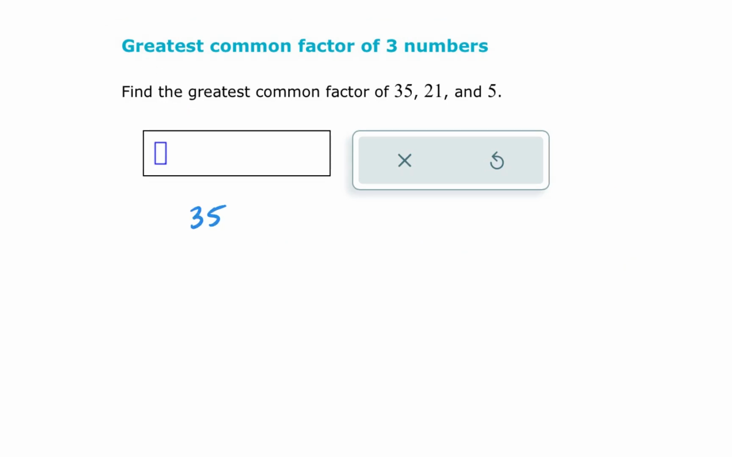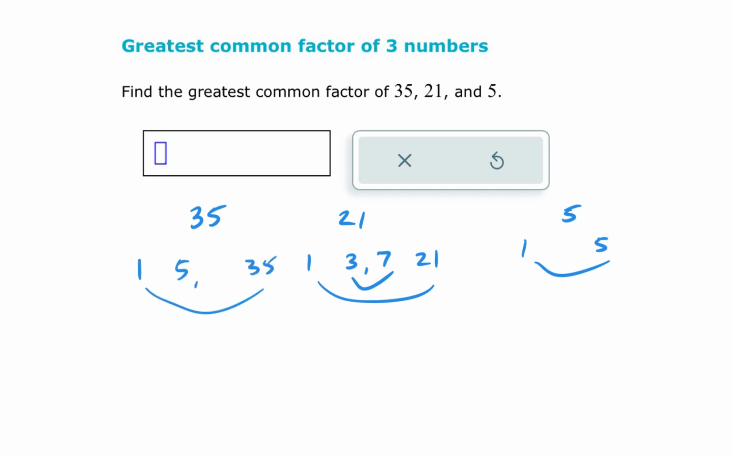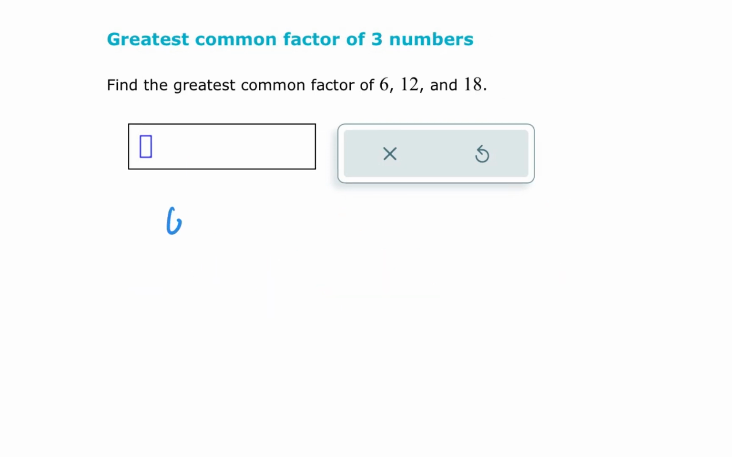This example is 35, 21, and 5. 5 is a prime number, so we just have 1 and 5. We just did 21, so 1 and 21, 3 and 7. And 35 is 1 and 35, and 5 and 7. So looking at the ones that are in common, the only one I see in common on all three lists is 1.